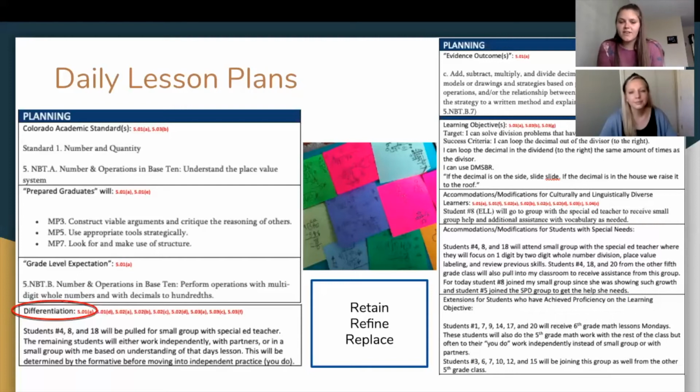Tori, do you have anything else to add about retain, refine, replace? That sounds good to me. I think the cool thing about it is you can do it on a large scope, retain, refine, replace for the unit as a teacher, or you can look at it day by day, like what Marissa was hitting on with those exit tickets or post assessments. What did we do well? What can we work on? And what can we replace? So yeah, I think that's awesome.